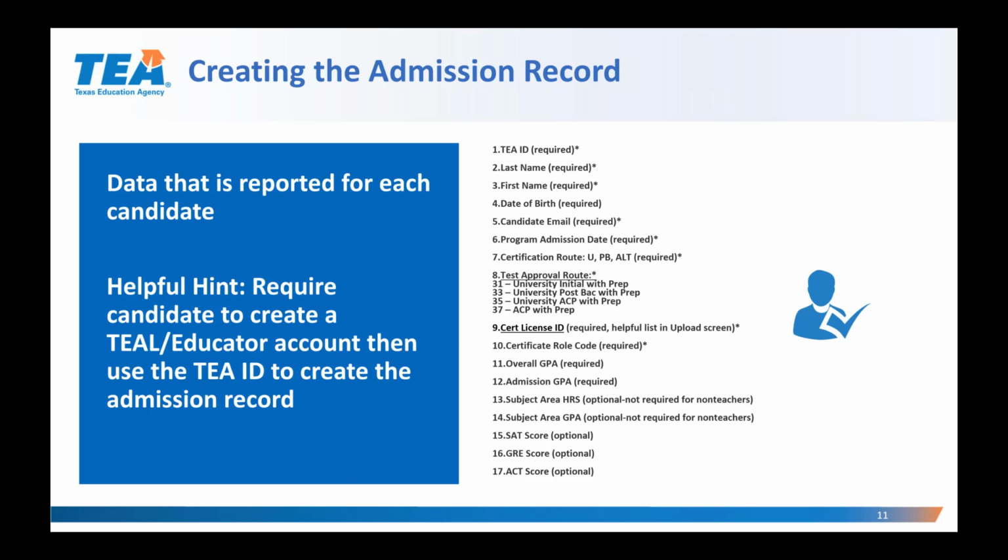You will also need to have the CERT license ID for each certificate sought by the candidate, such as Math 4 through 8 with Special Education Supplemental, and the related roll code, which would, in this example, be 029 for a teacher's certificate. If you create the admission record manually, the test approval route, roll code, and CERT license ID are selected from drop-down lists for your convenience.